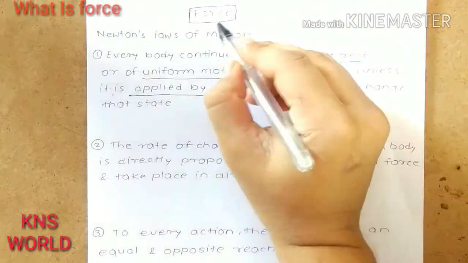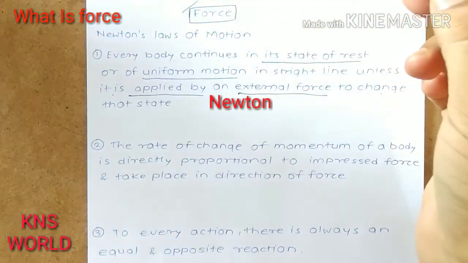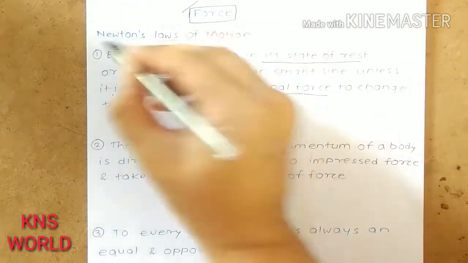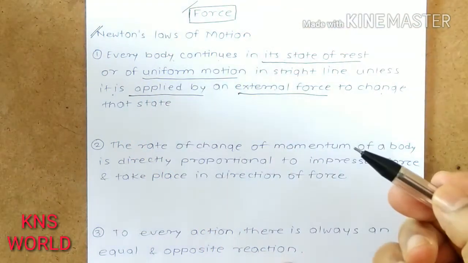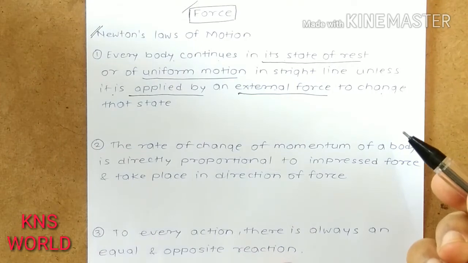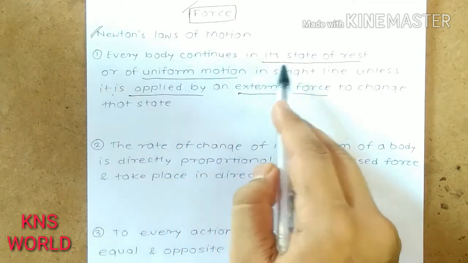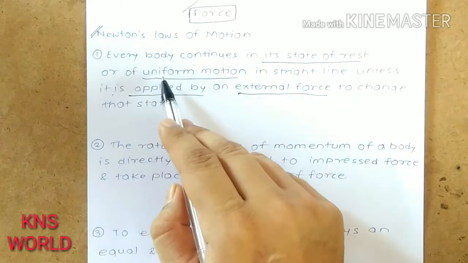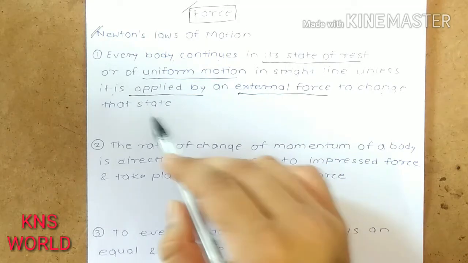So today we are finding what is the force. Okay, so in this topic, first thing is that Newton's laws of motion are very important. Newton gives us three laws of motion. So we are learning the first law of motion. The first law is that every body continues its state of rest or of uniform motion in a straight line unless it is acted on by an external force to change that state.